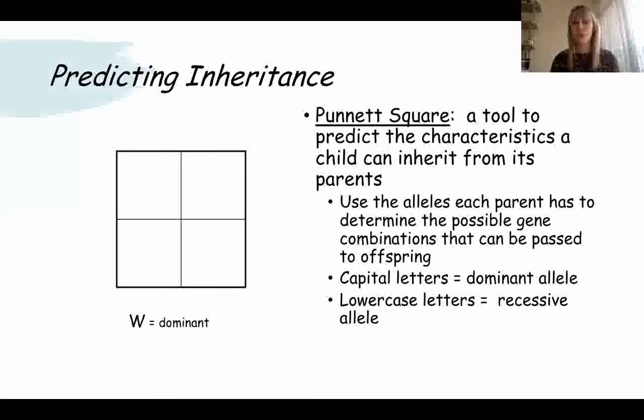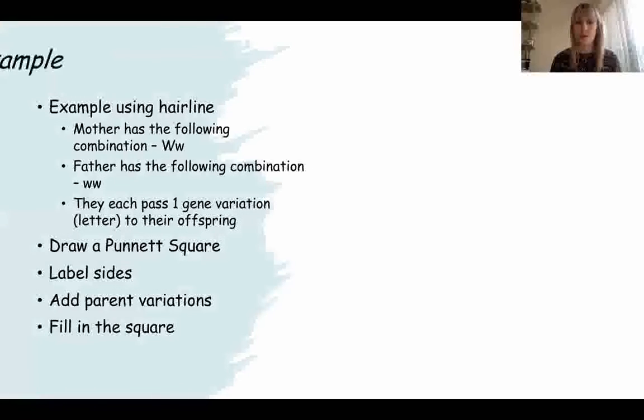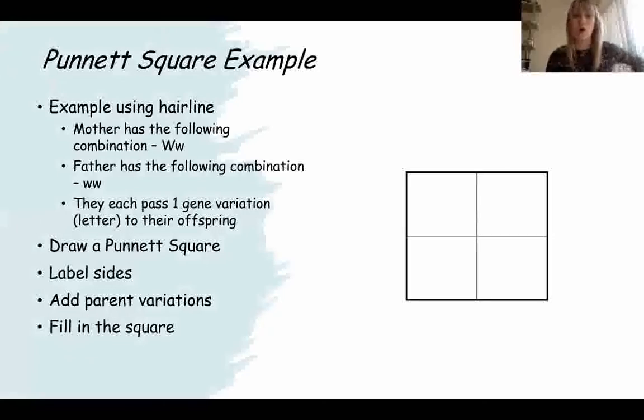Capital W in this case is the dominant, and lowercase w is the recessive. Let's use the example of hairline. The mother has the following combination, that is heterozygous, capital W, small w. The father has homozygous recessive, small w small w. They each pass one gene variation letter to their offspring.